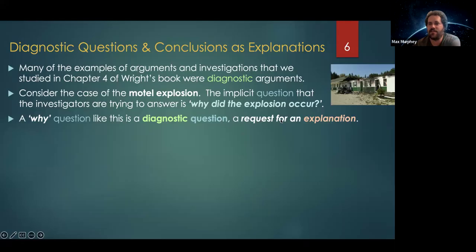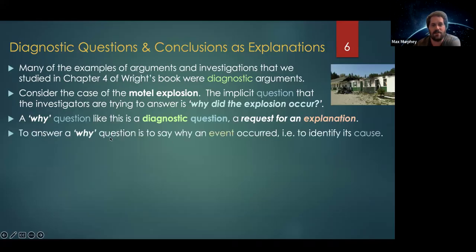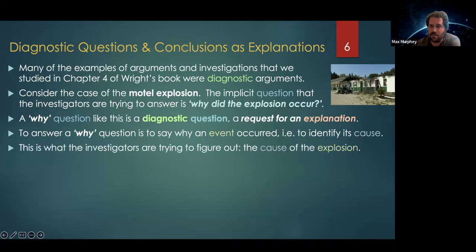It's a question that asks specifically for an explanation, for a causal explanation. When we ask why is something the way that it is, we want to know what brought it about, what made it like this, what caused it to be like this. Okay? So a diagnostic question requests or asks for an explanation or a cause. Okay, so to answer a why question is to say why a certain event occurred, i.e., to identify its cause, the event being the effect. And this is what the investigators in the motel case are trying to figure out. They're trying to figure out the cause of the explosion, right?